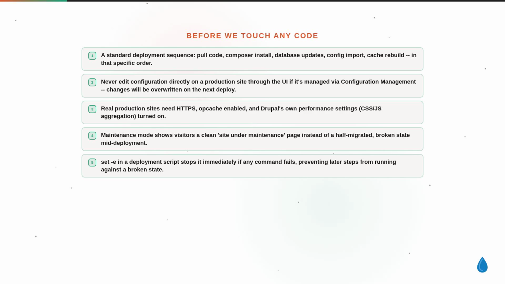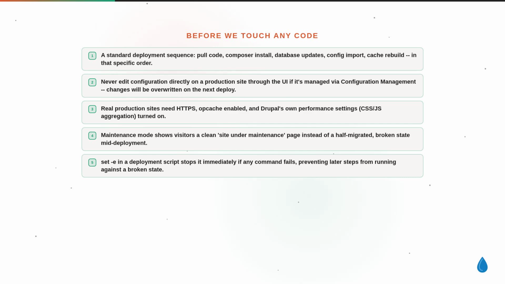Pull code, composer install, database updates, config import, cache rebuild in that specific order. Never edit configuration directly on a production site through the UI if it's managed via configuration management. Changes will be overwritten on the next deploy.